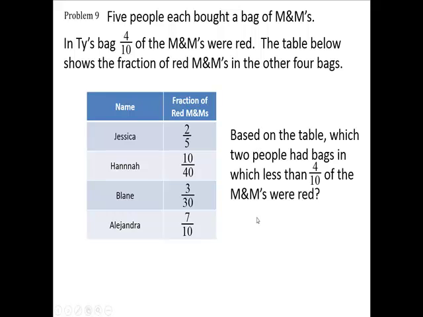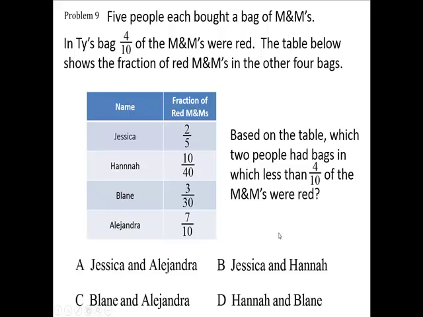So here's a question. Based on the table, which 2 people had bags in which less than 4/10 of the M&Ms were red? And the 4/10 comes from Ty's bag. They had less M&Ms than Ty did, at least the fraction was a smaller number. So we're trying to find which one of these 4 fractions is less than 4/10. Or maybe there are 2 of them. Well, there will be 2 of them because our choices are going to be 2 out of the 4 had fractions that were less than 4/10, Ty's fraction here.